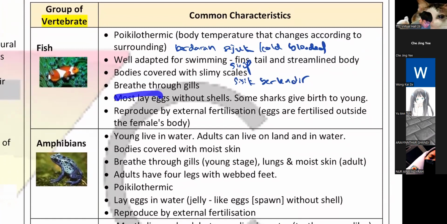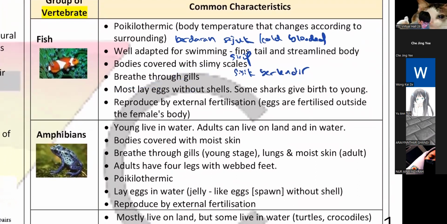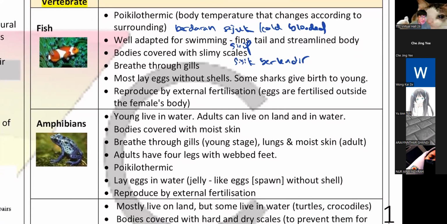Okay, so next they breathe through gills. Okay, bernafas melalui insang. Okay, insang, and then they lay eggs without shell. Bertelur tanpa bercangkerang. That means their eggs are all soft. Okay, but some sharks they give birth to young. You might say, sir, give birth to young, melahirkan anak, I thought this is mammals. Yeah, mammals do that, but some sharks they do that too. But sharks are not mammals, but they do that. So that's why you see there are some exceptions. Okay, some contoh berkecuali. So that's why it makes them special lah.